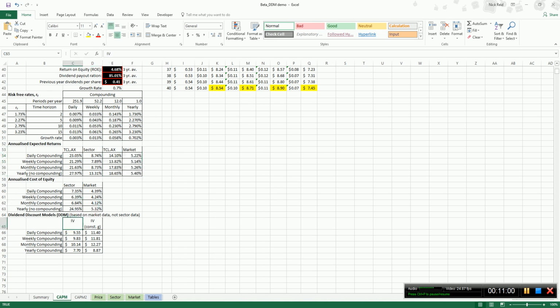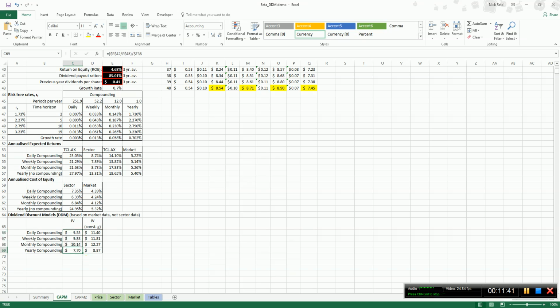So the intrinsic value without any growth, so without expecting any growth of the company, is a more conservative estimate. Based on daily compounding, so daily holding period returns, you would expect the company to be worth $9.55 at the moment. And then based on weekly compounding or weekly holding period returns, $9.83 and so forth. You would hope these to be similar, so we're seeing some pretty good results there.